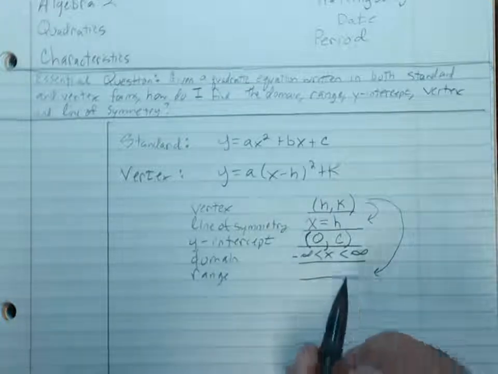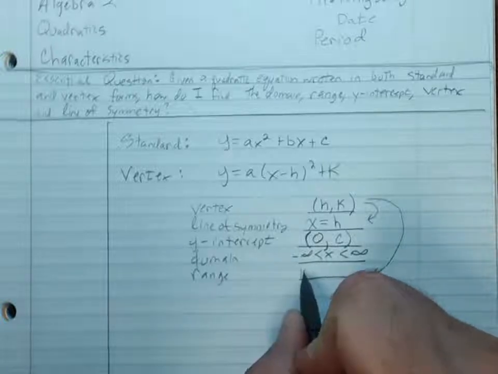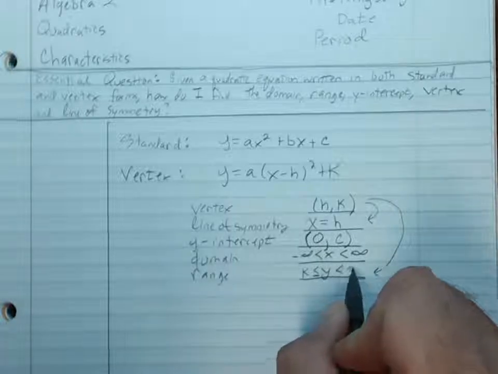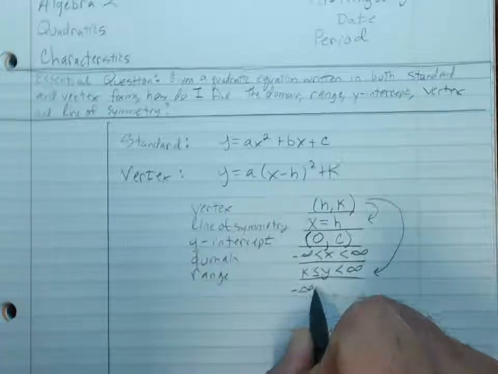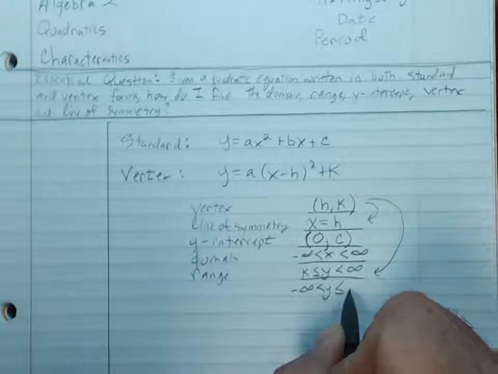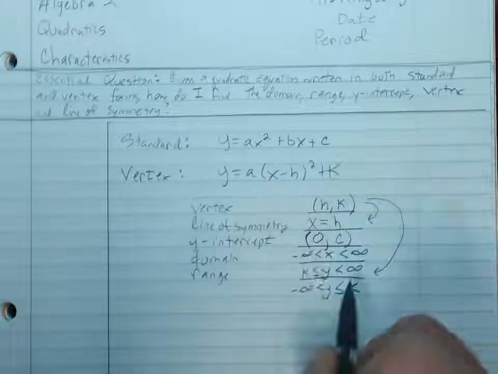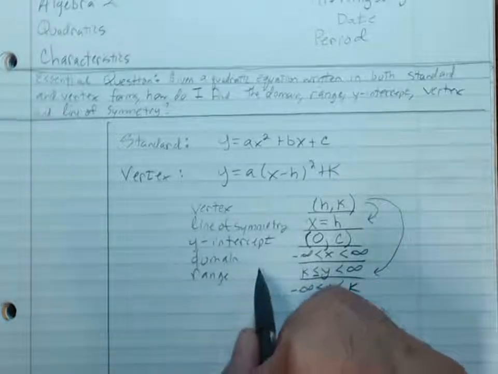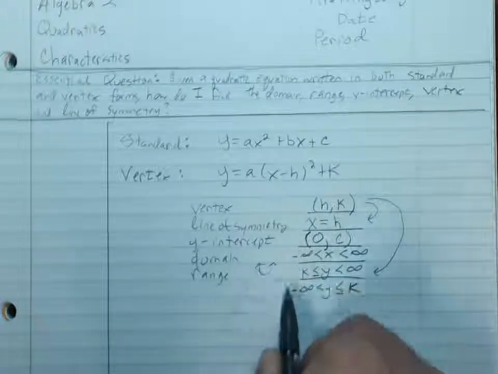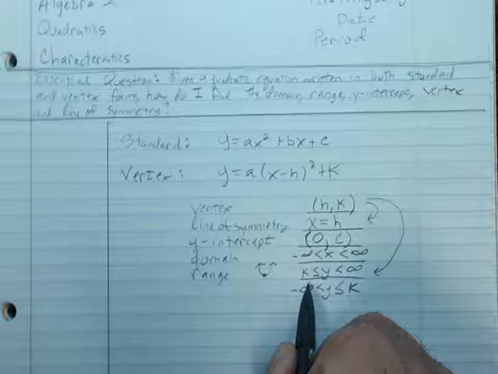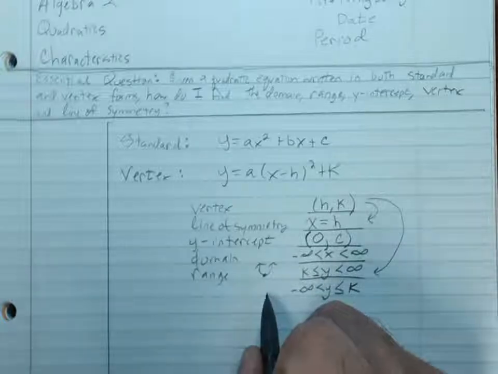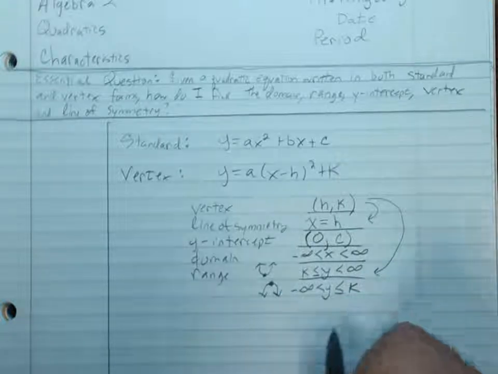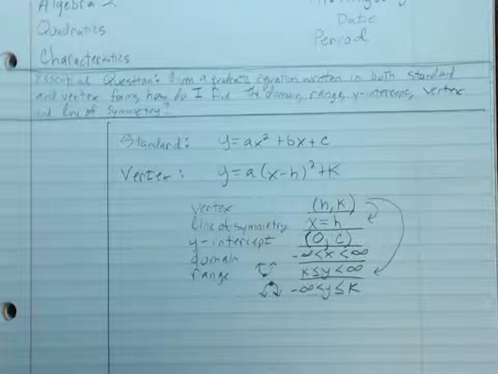For the range, we have one of two options. It's either going to be k is less than or equal to y, less than infinity, or negative infinity is less than y, less than or equal to k, and it depends. k is the y value of the vertex. So if the graph opens up, then the vertex is a minimum, and we're going to use this. If the graph opens down, then the vertex is a maximum, and we're going to use this one. So it just depends.